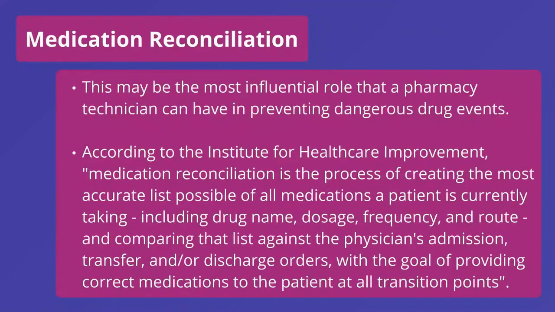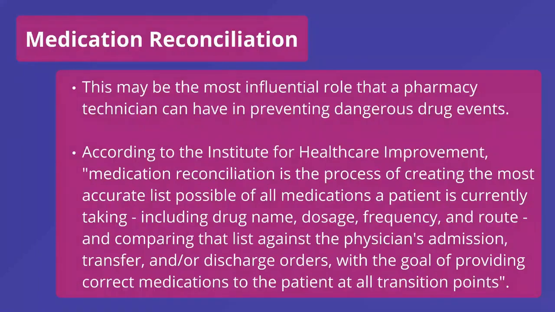So now we're going to talk about something called a medication reconciliation. This may be the most influential role that you guys can have in preventing dangerous drug events. So according to the Institute for Healthcare Improvement, medication reconciliation is the process of creating the most accurate list possible of all medications a patient is currently taking, including drug name, dosage, frequency, and route, and comparing that list against the physician's admission, transfer, and/or discharge orders with the goal of providing correct medications to the patient at all transition points. So this is essentially talking to the patient and asking them what medications they take every day.